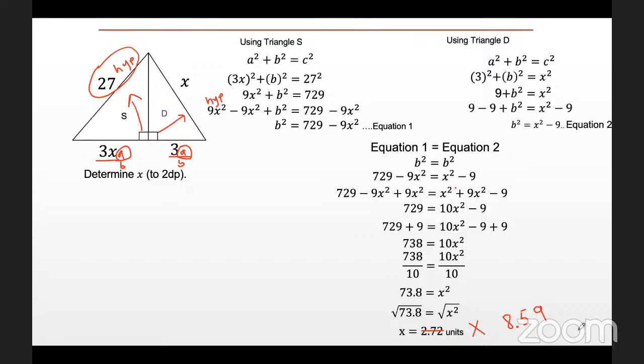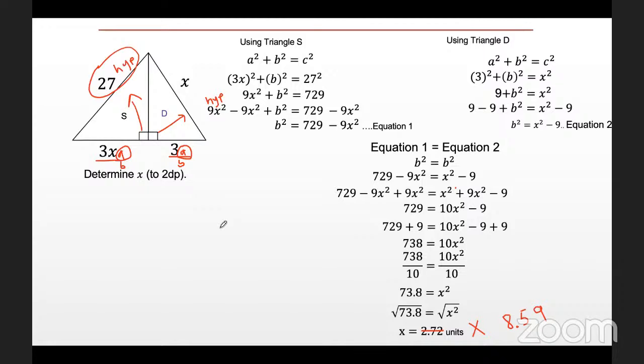So the 8.59 is also the variable at 3x. Oh, look at that. Repeat that one. Yes, it is. 8.59 is both the variable for 3x and the hypotenuse x. Oh, wow.